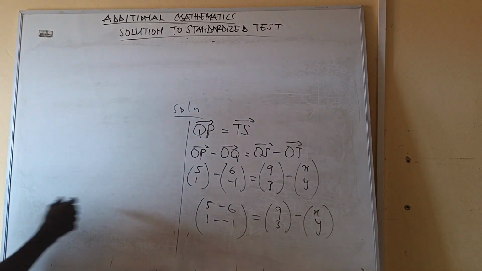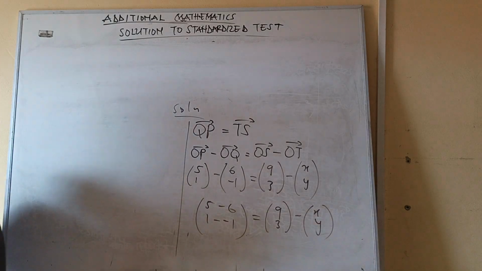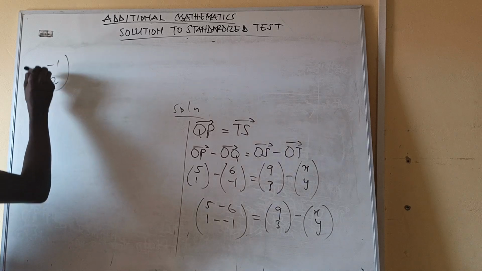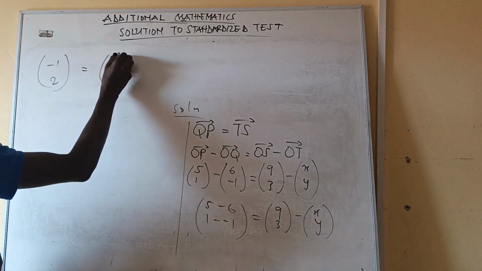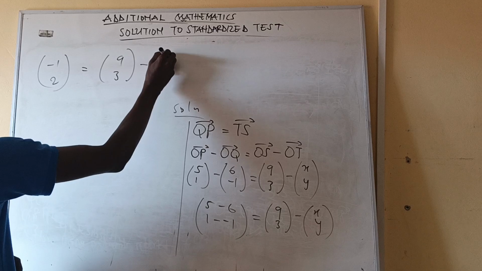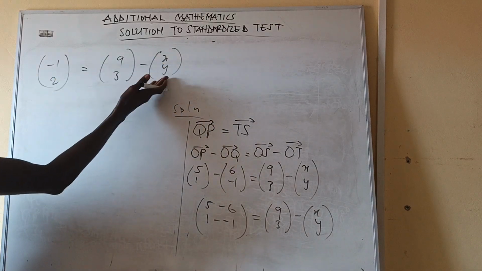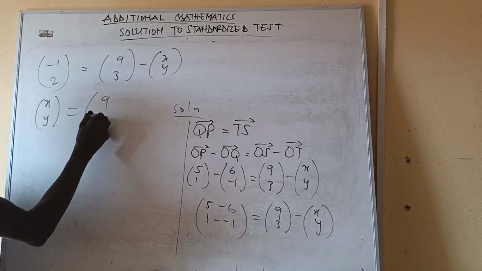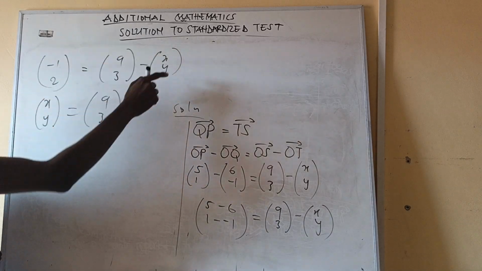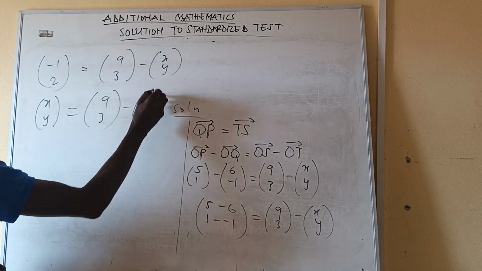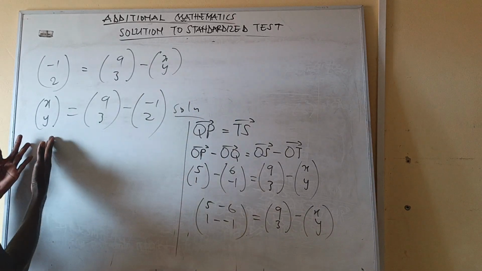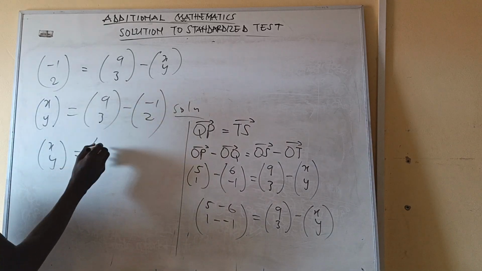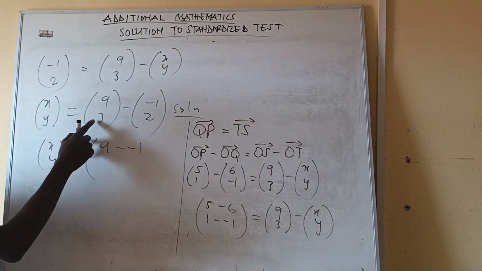Now let's compute this. 5 minus 6 will give us -1, and 1 minus (-1) will give us 2. Now equal to (9, 3) minus (x, y). Let me group like this: (x, y) will come here to be (9, 3), and this one will close it to equal minus (-1, 2). I hope it's simple. Yeah, it's simple. So we're going to have (x, y) equal to (9 - (-1), 3 - 2).